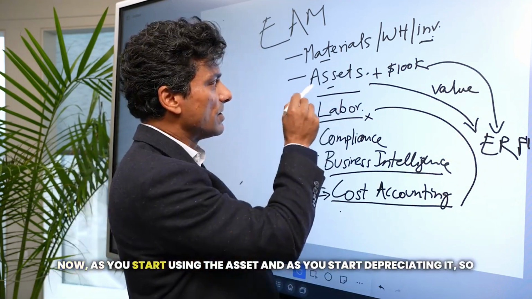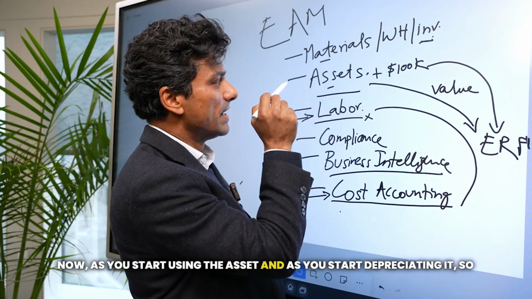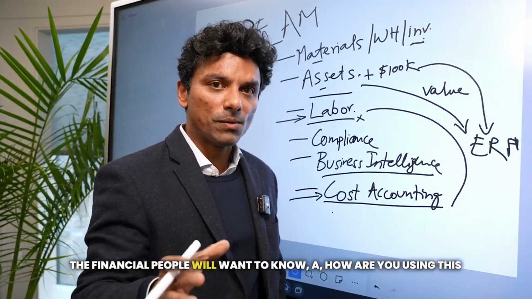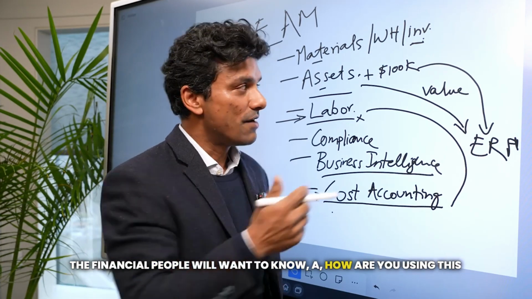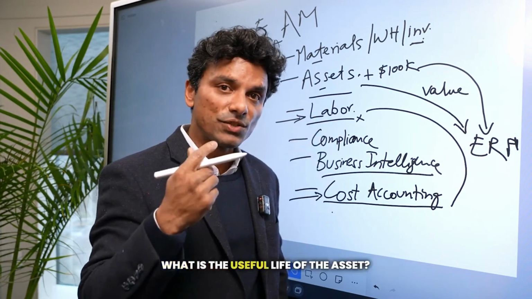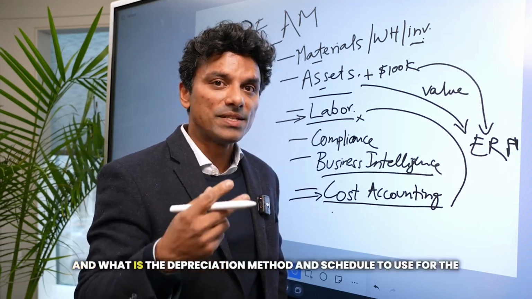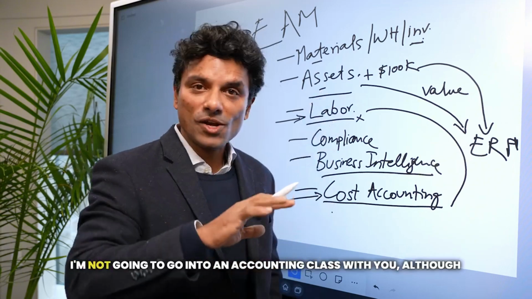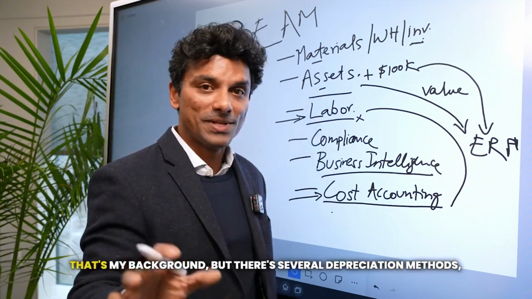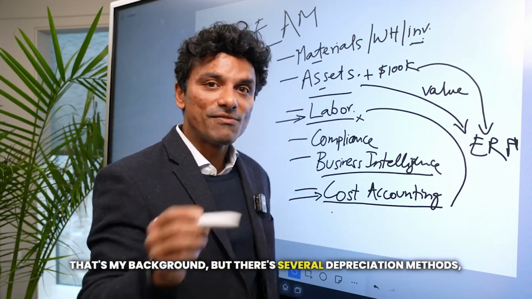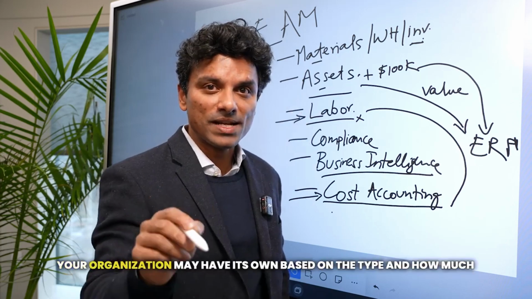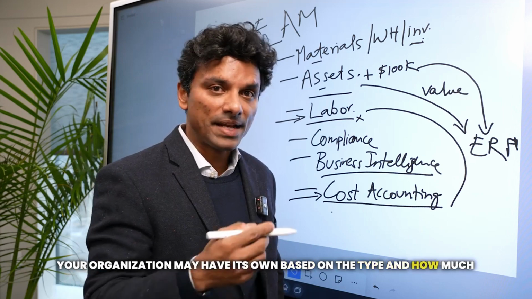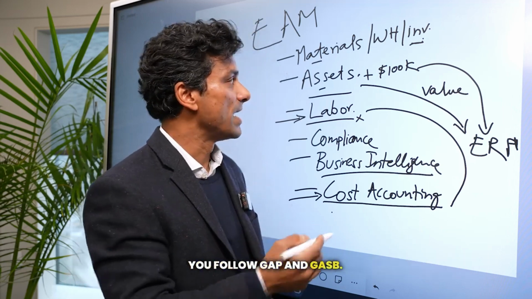Now, as you start using the asset and as you start depreciating it, the financial people will want to know, A, how are you using this asset? What is the useful life of the asset? And what is the depreciation method and schedule to use for the asset? I'm not going to go into an accounting class with you, although that's my background, but there are several depreciation methods, right? Your organization may have its own based on the type and how much you follow GAAP and GASB.